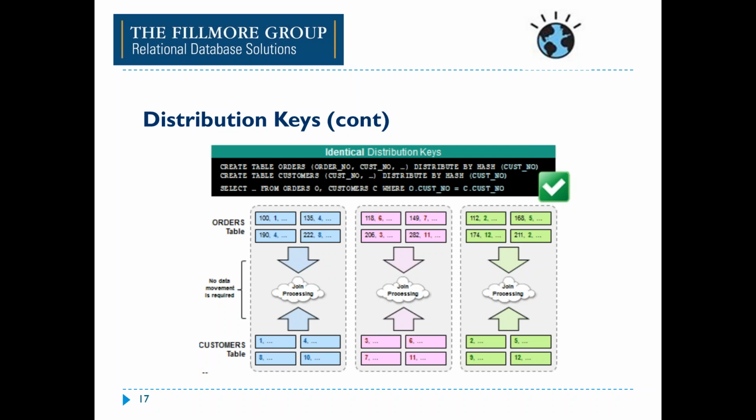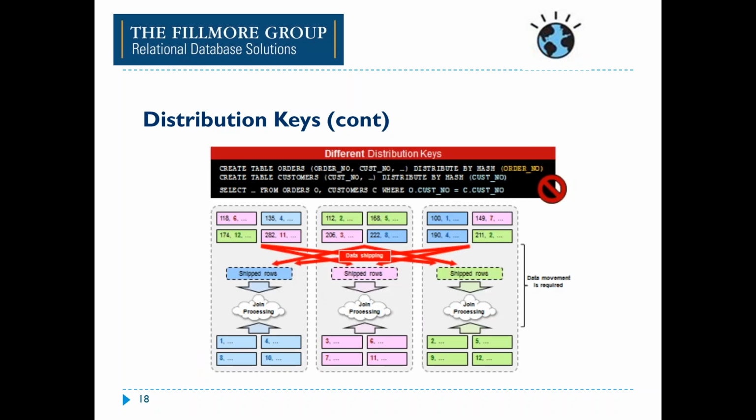If I don't use identical distribution keys, I get something like this. That is that the distribution key is on customer number for the customer table. It's the order number on the orders table, which means I have to do a lot of what are called broadcasts between the nodes. I have to move the data back and forth between the nodes in the database server, which means that I'll lose a lot of the efficiency of having the data partitioning feature.